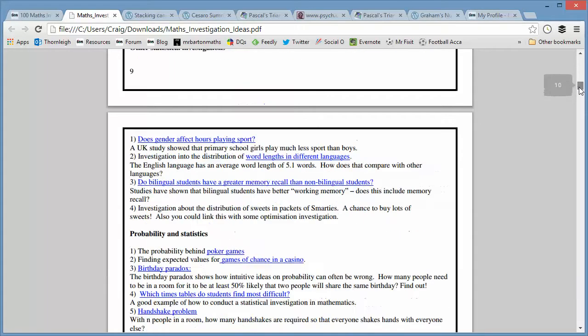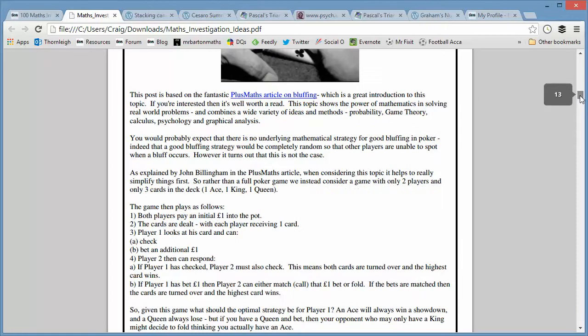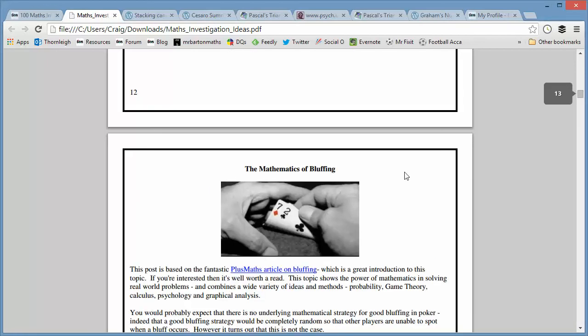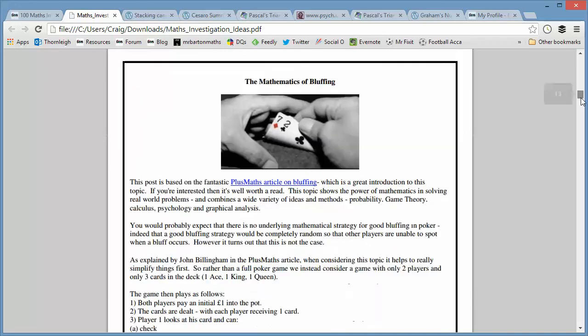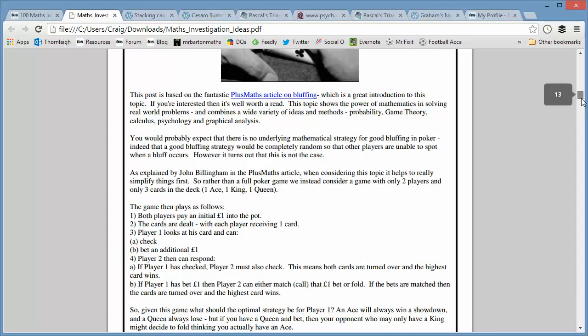If I just scroll down as well, I'll show you the rest of this because again I'm running out of time. He goes into things in a lot more detail throughout the rest of the PDF, and this is one of my all-time favourites. It's no secret that I don't mind a little bit of gambling, and this is brilliant.